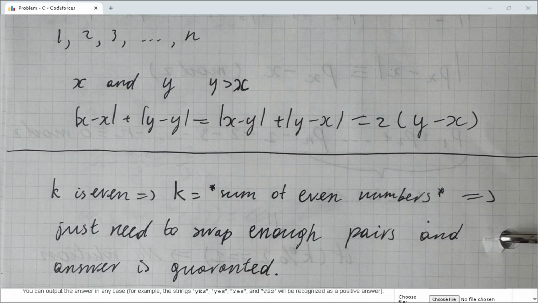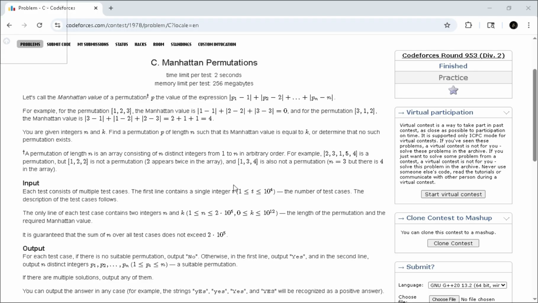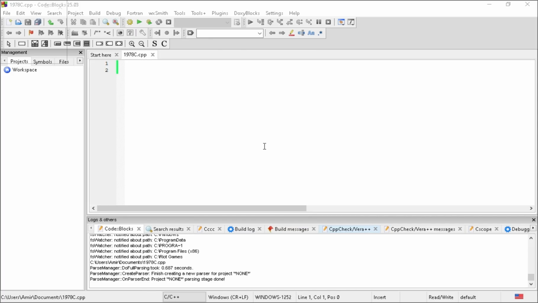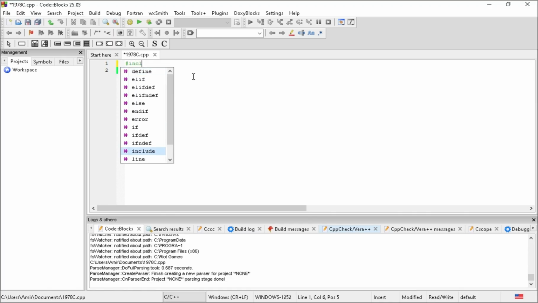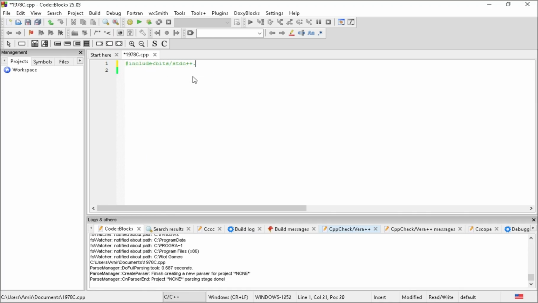Since our k is even, and whenever we swap two numbers we change our Manhattan value by an even number, we just need to swap enough pairs, and our answer is guaranteed to be found. So I will write the code, and I hope y'all will understand it better if you didn't get the idea. Basically we'll do this.